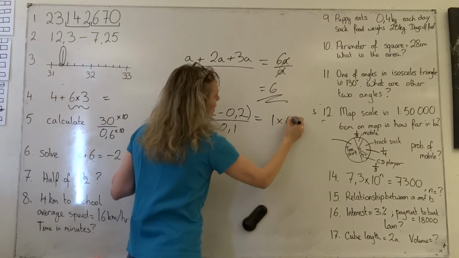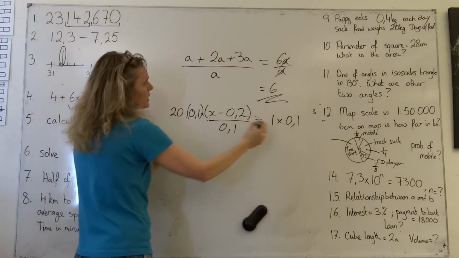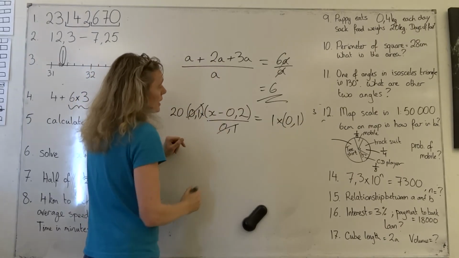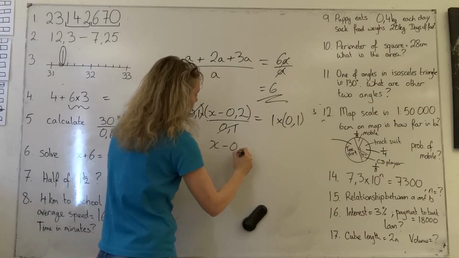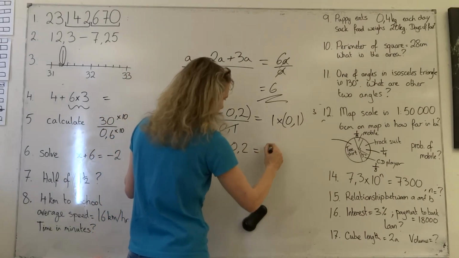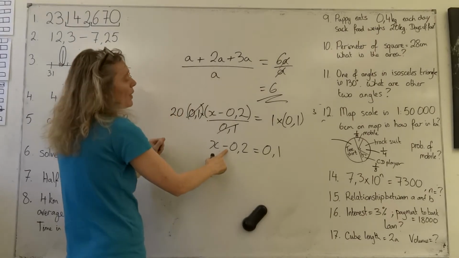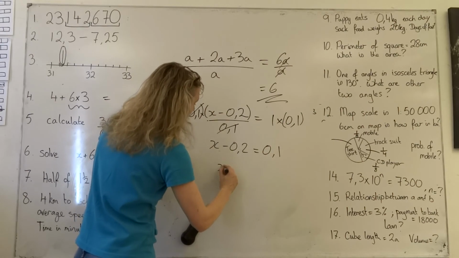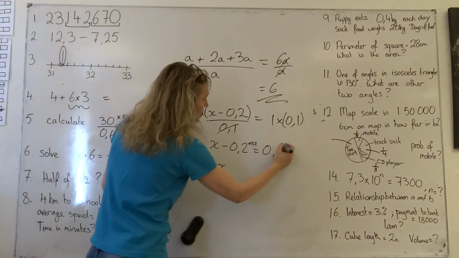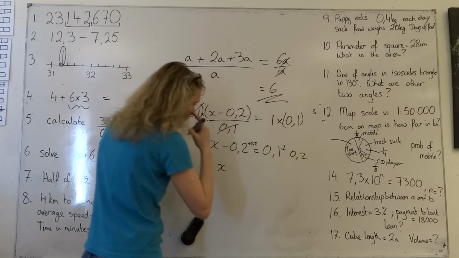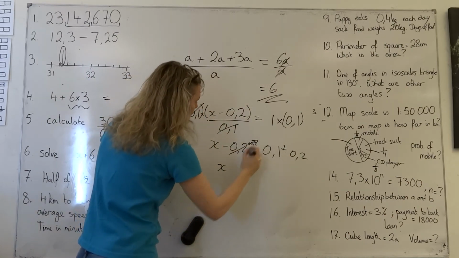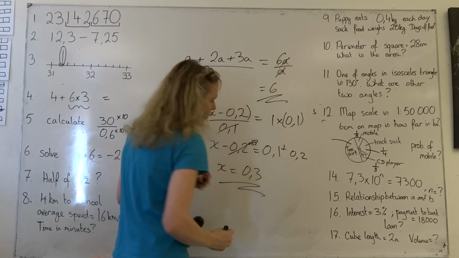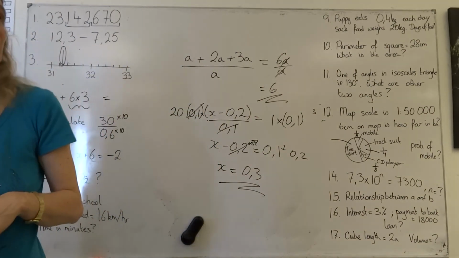So we multiply both sides by 0.1, and we get 0.1 divided by 0.1 here, cancelling. So we get that x minus 0.2 equals 1 times 0.1, which is 0.1. Now we add 0.2 to both sides to move the 0.2 to the other side. This one goes to 0, and we get that x equals 0.1 plus 0.2, which equals 0.3. So x equals 0.3 is the final answer there.